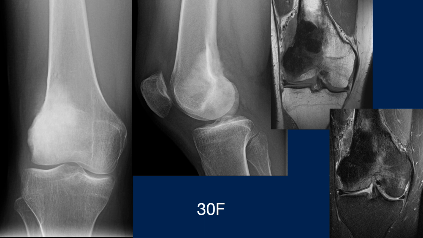Case number 12. Distal femoral lesion with a lot of bone formation and periosteal reaction. On the MRI, you can see surrounding edema and that soft tissue component that we've seen on just about every single one of these MRIs.